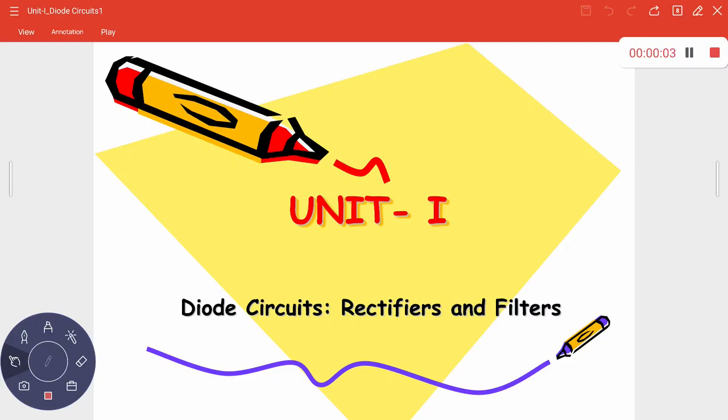Okay, so let me move to the next chapter of this unit. So far we have discussed the diode models, different types of diode models, and their characteristics, and some simple diode circuits involving resistors. And we have also seen how, if I apply some input voltage to any particular diode circuit, the corresponding output voltage changes.